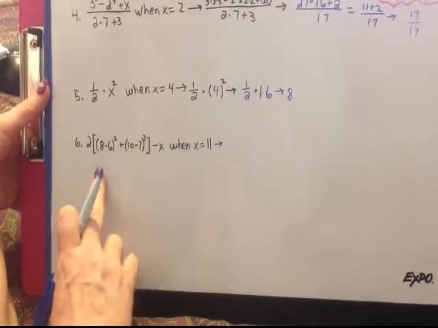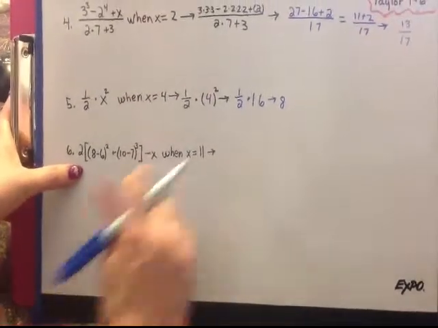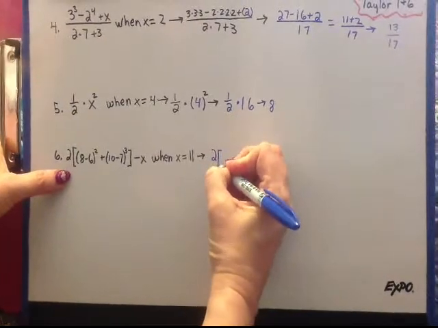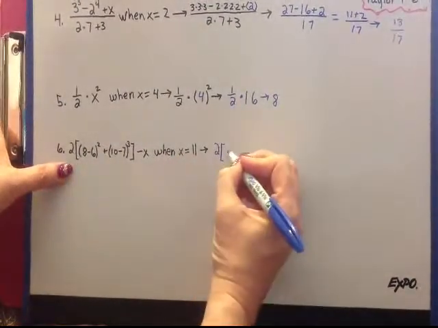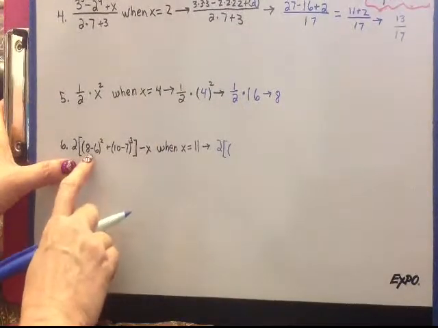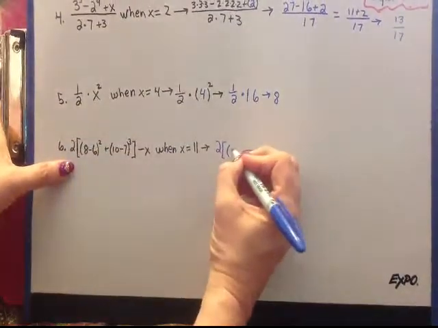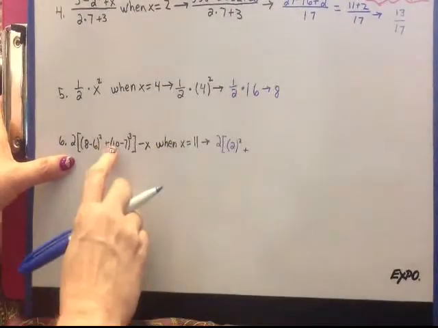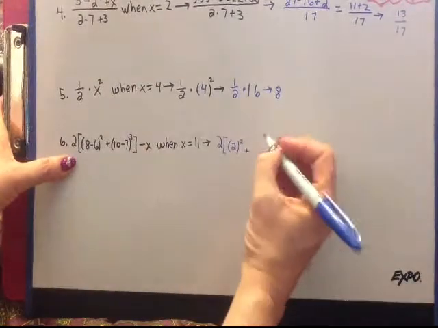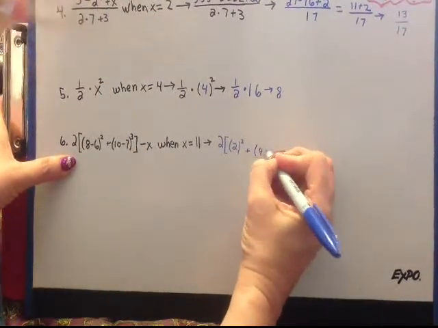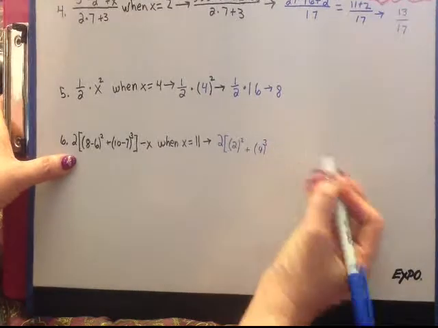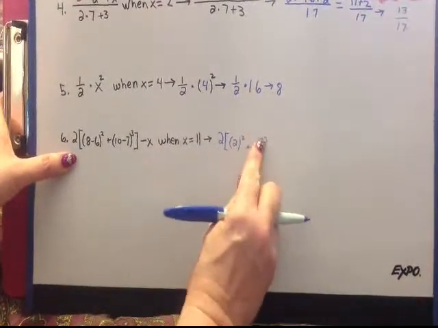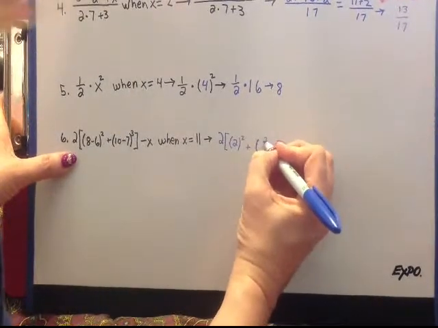Now for our last question. Okay, so to begin with, we've got 2 times the brackets, and we're going to simplify in these parentheses right here. 8 minus 6 is 2 squared, plus 10 minus 3 is 4 cubed. 10 minus 7 is 3. I'm sorry. 10 minus 7 is 3.